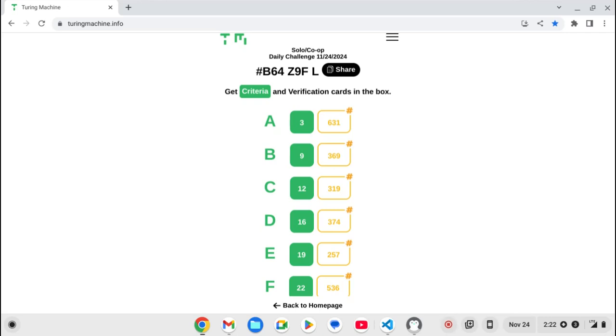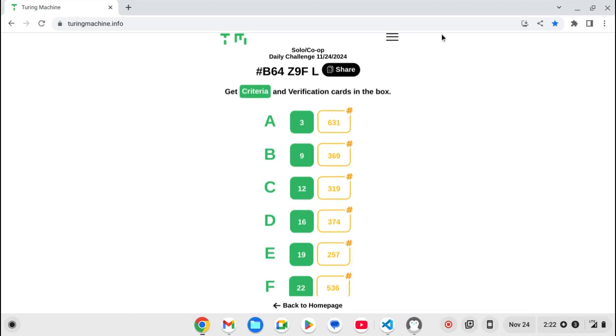Let's begin. Today's November 24th, 2024, and we're solving the Daily Turing Machine Puzzle. Today's puzzle uses the following 6 criteria cards: criteria card 3, 9, 12, 16, 19, and 22. And the puzzle uses the orange verification cards. The code above is your way to get more information on today's puzzle by searching the code on turingmachine.info.